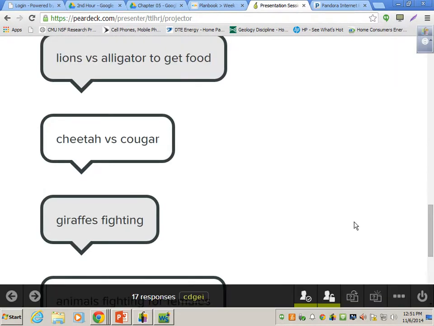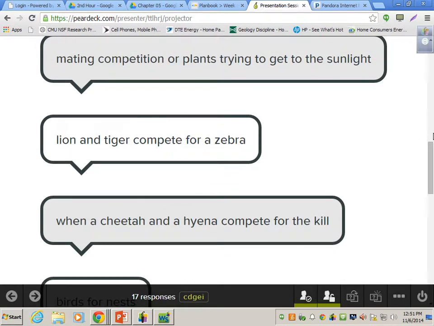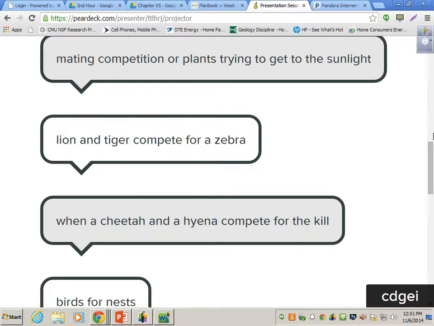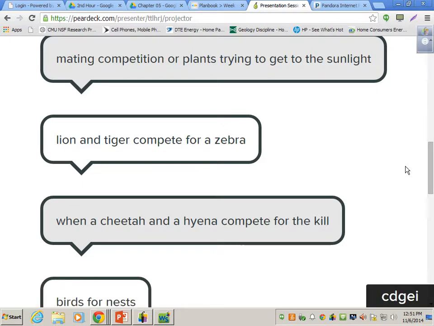Okay. A lion and a tiger for the zebra again. Is there a place on the planet where lions and tigers exist together? I don't think so either. Well, the tigers are actually in Siberia and part of the jungle. You're right, there are the hotter climate ones too. The lions are in the savanna.